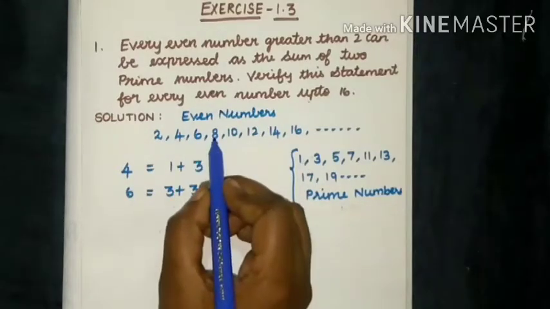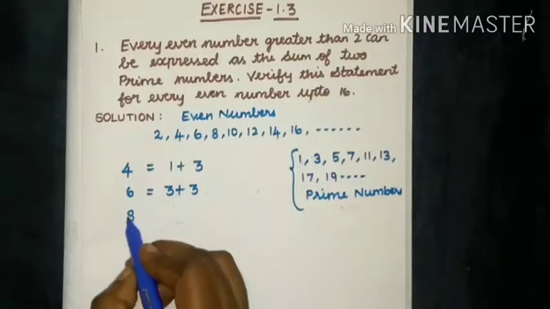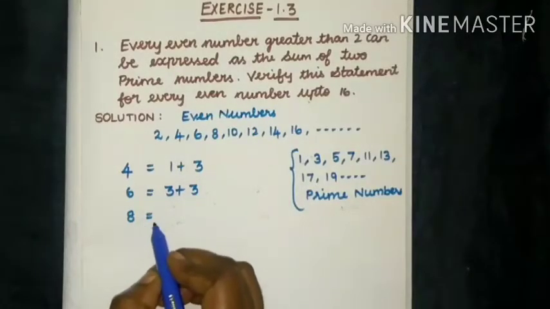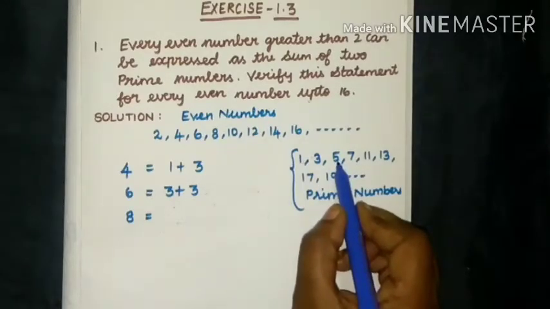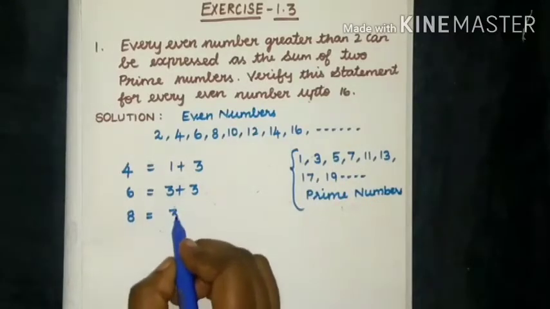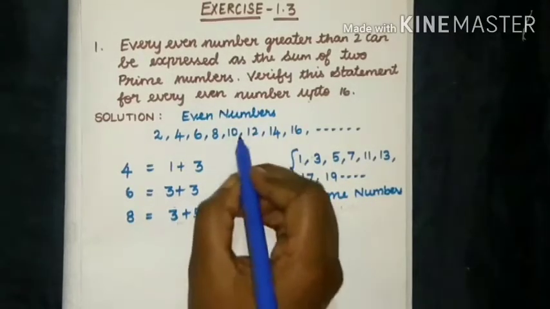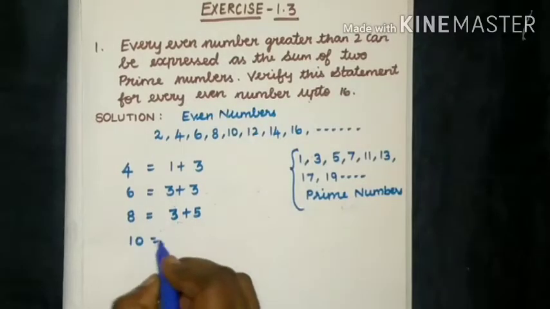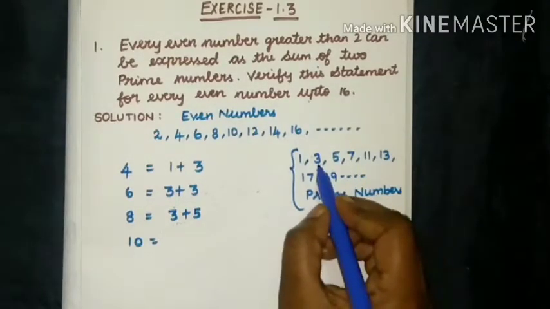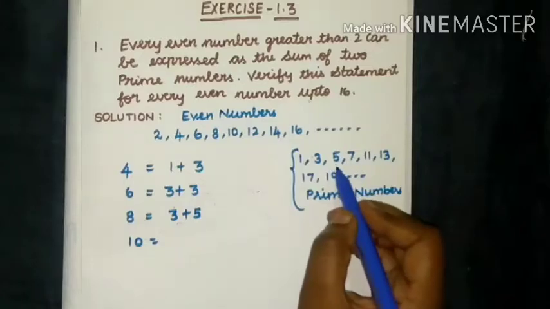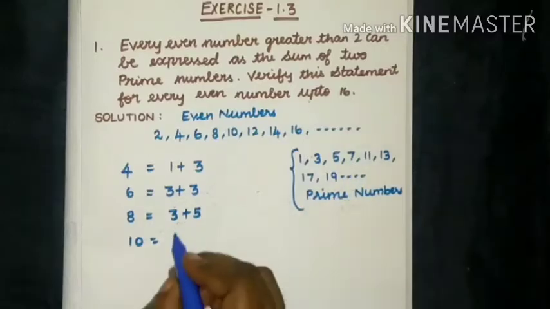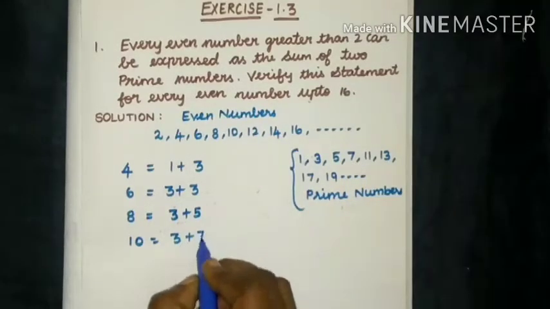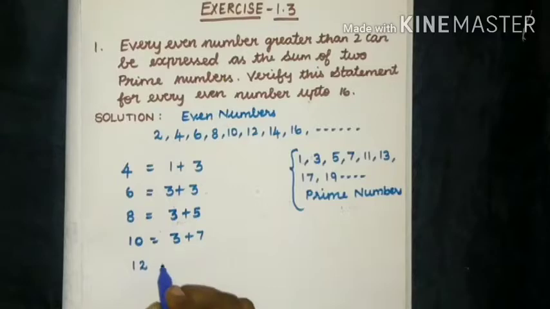Now let's take the next even number, 8. 8 should be expressed as a sum of two primes. 3 plus 5 is 8. Here 3 is a prime number and 5 is also a prime number. And the next even number is 10. 3 plus 7 and 7 plus 3 is equal to 10. Here 3 and 7 are prime numbers.